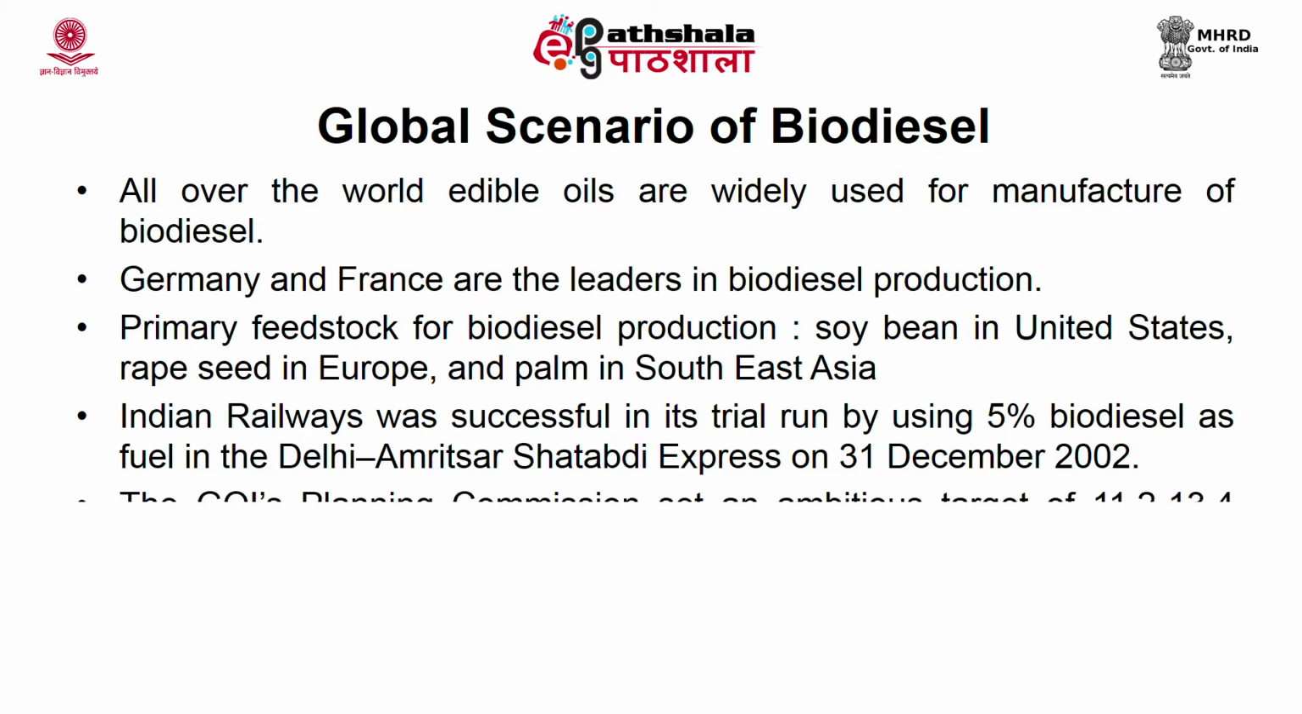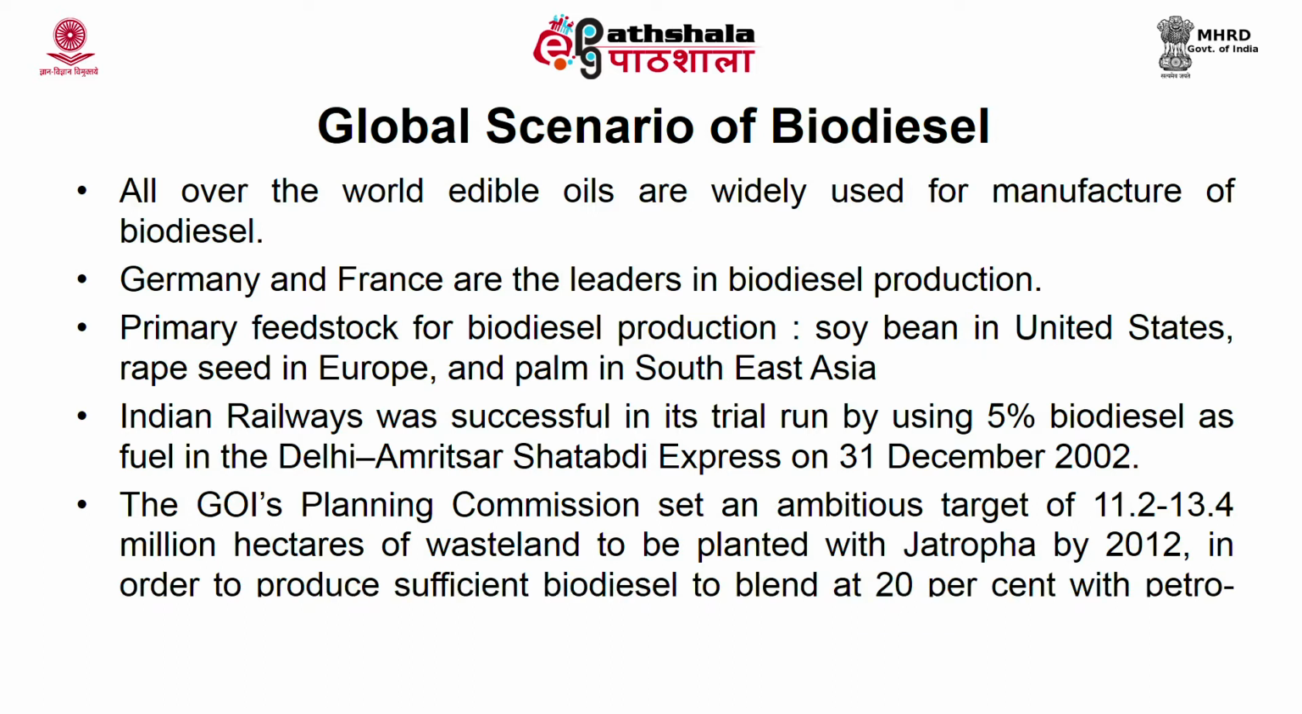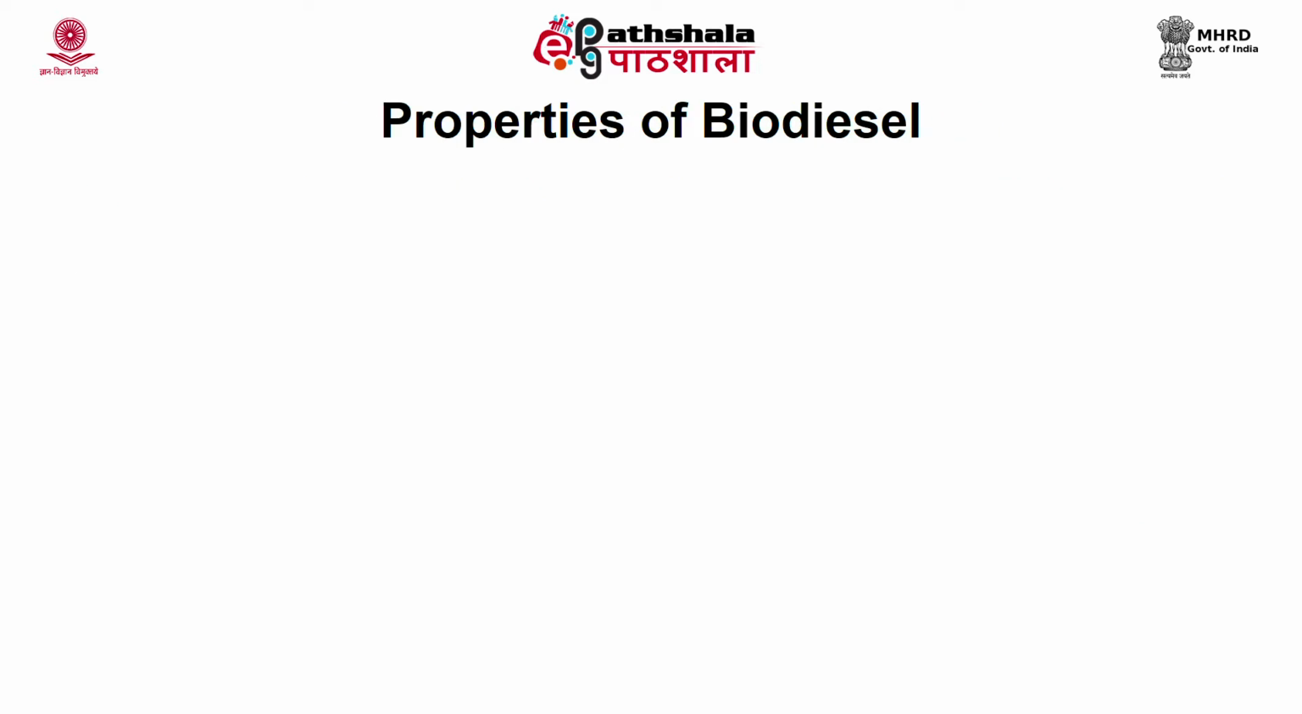The Government of India's Planning Commission set a target of 11.2 to 13.4 million hectares of wasteland to be planted with jatropha in order to produce sufficient biodiesel to blend at 20% with this petroleum based diesel. Let us see what are the properties of biodiesel.